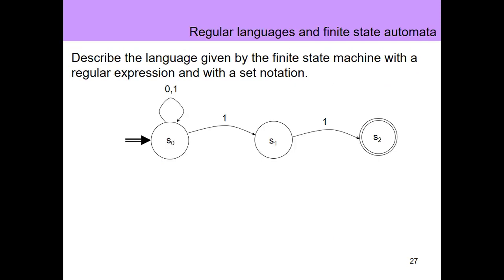Okay, if we look at this one, we have a starting point in S0, and then we can have 0 or 1 as often as we like. We move on to S1 with 1. We move on to S2 with 1. And that's the end. So the complete language consists of words ending with 1, 1 and preceded with as many zeros and ones as the user likes to have. In a set notation, this would give us 0 or 1, star, 1, 1.